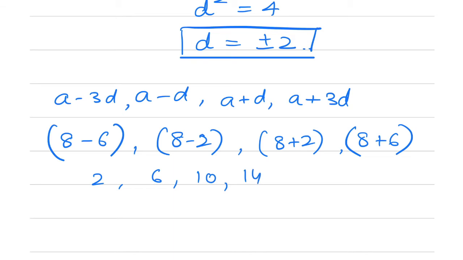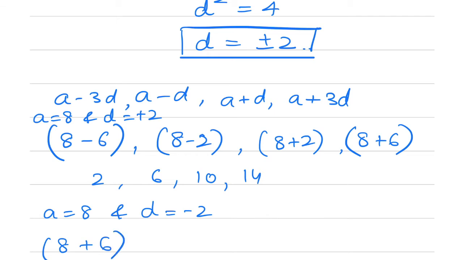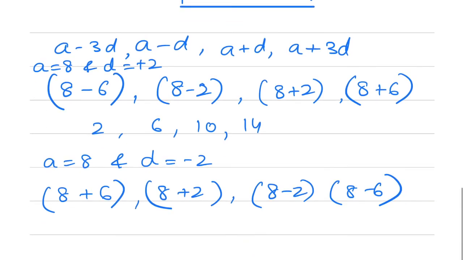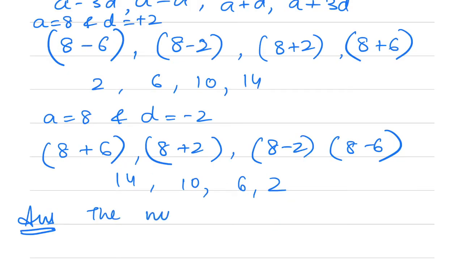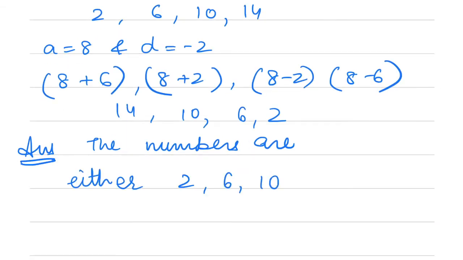Now I have substituted a as 8 and d as plus 2. Now if a is equal to 8 and d is equal to minus 2, then we will have 8 plus 6 and 8 plus 2, 8 minus 2 and 8 minus 6. So we have 14, 10, 6 and 2. Answer: the numbers are either 2, 6, 10 and 14 or 14, 10, 6 and 2.